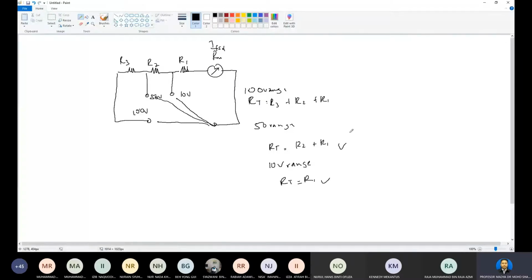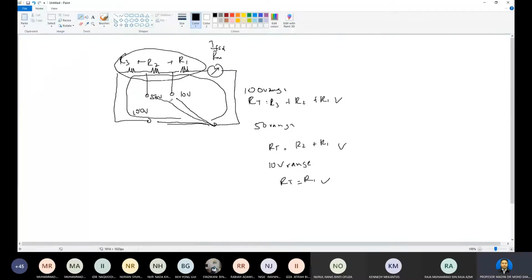If it is parallel, it depends on which range. For example, for the 100 range, we connect to R3, and for the 50 range, we connect to R2. For the series, for the 100 range we have to add this resistor, because this resistor is connected in series. The current will flow like this. You have to remember this one. So the resistors in series, you have to add.